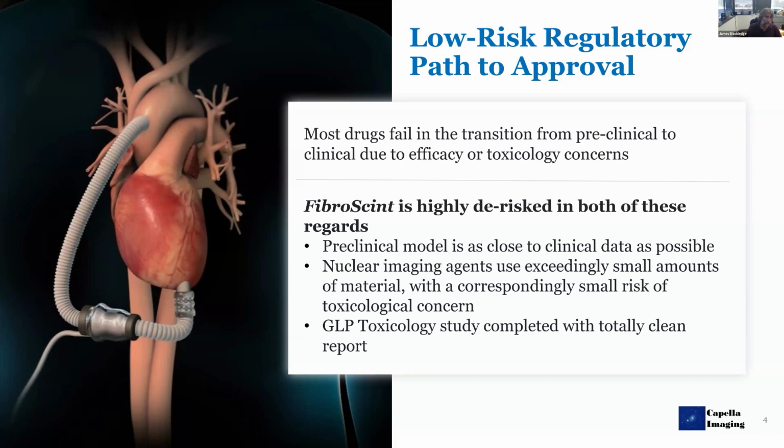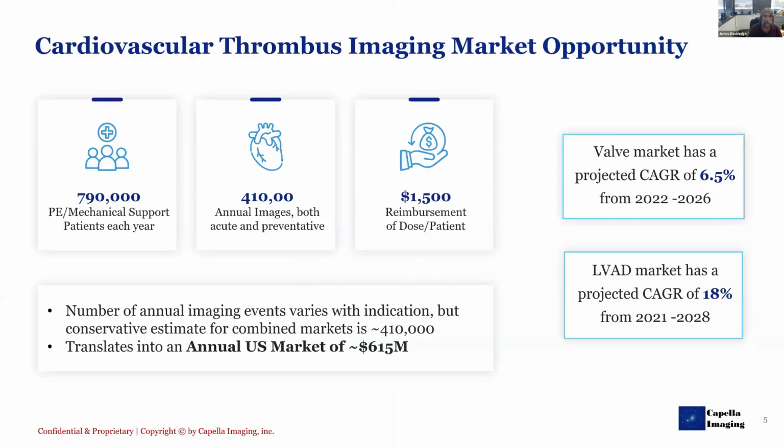The other thing is toxicology. As a nuclear imaging agent, we use exquisitely small amounts of material. And there's a correspondingly smaller risk of tox because of that. And the FDA actually acknowledges this. You're only required to do a single species of toxicology to get into humans. We have done this. We have a GLP tox study, and the report was completely clean. So this particular compound is extremely de-risked in both of these regards that are common for failure.